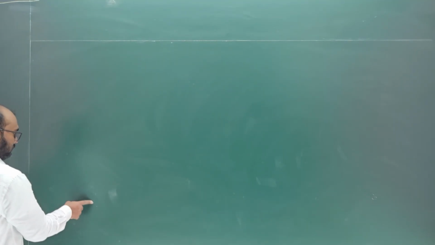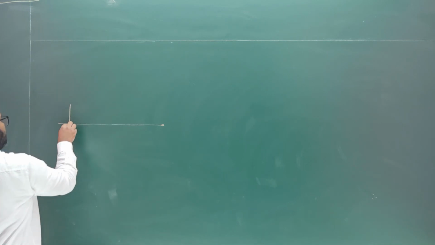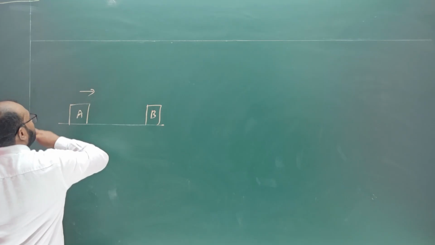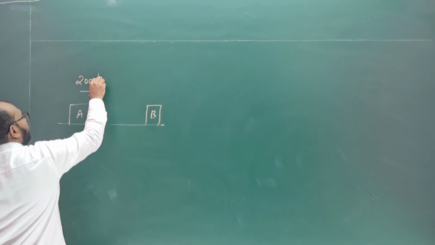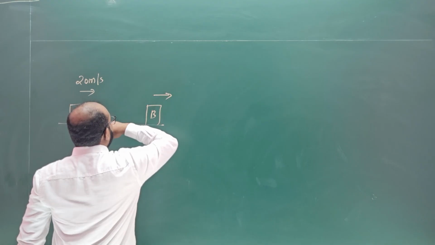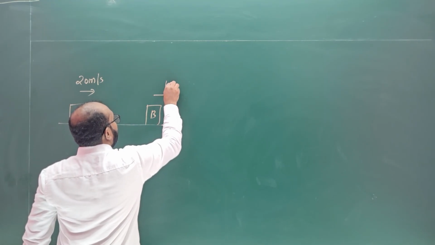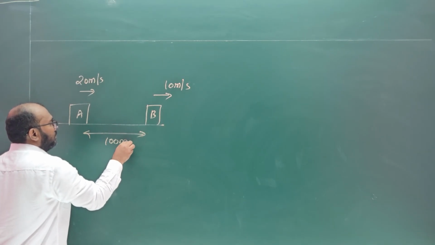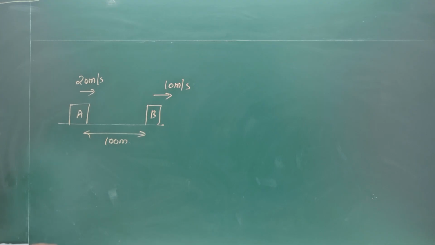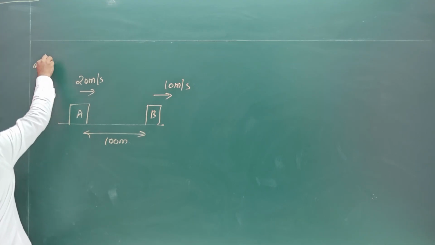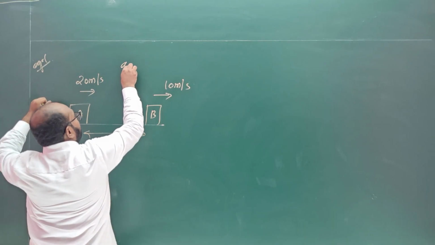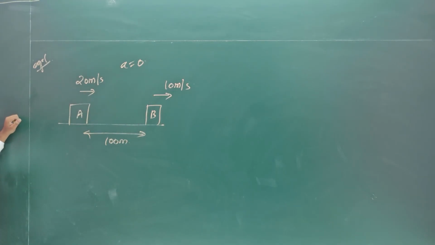Yes, very good. Shall I now? Here is your object A and here is your object B. Object A is moving in this direction by 20 meter per second and object B is moving in this direction, let it be maybe 10 meter per second. Initial separation is given, 100 meter. Question is, example number 1, very easy examples. Question number 1 is, acceleration is 0 here. Okay.